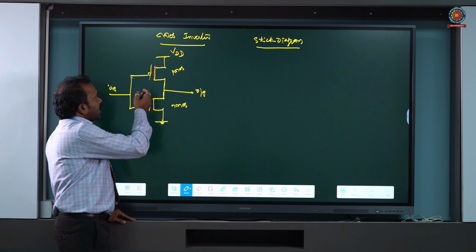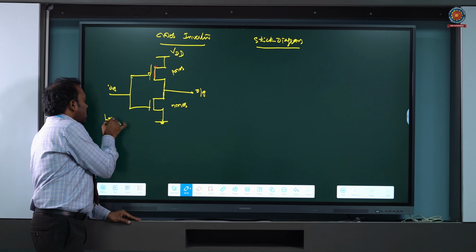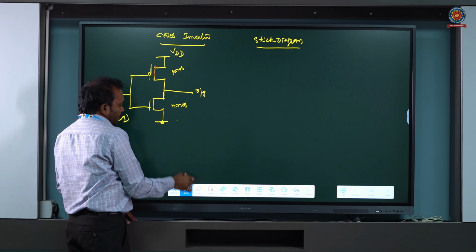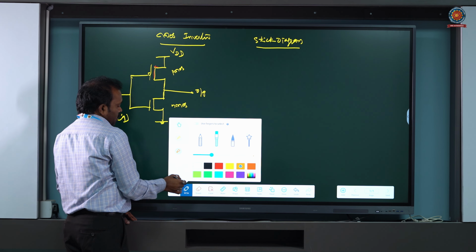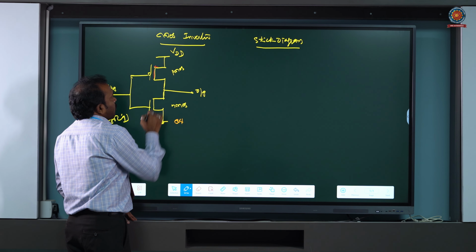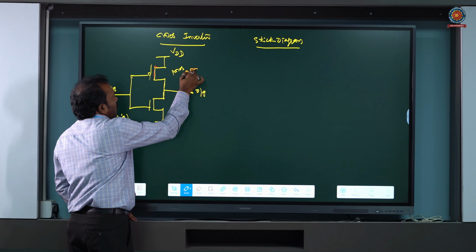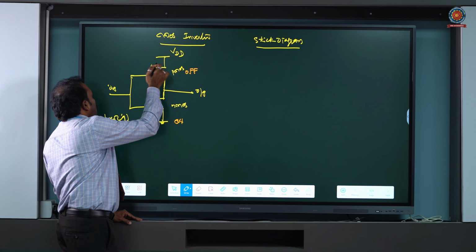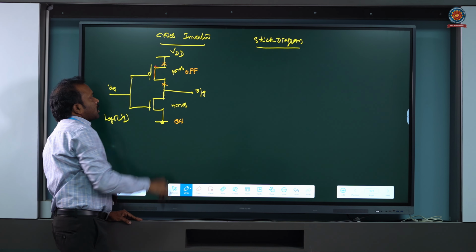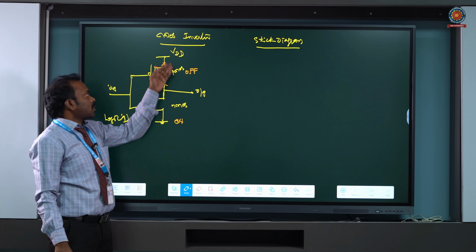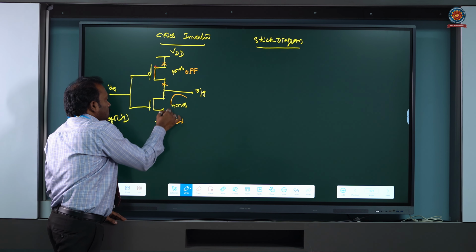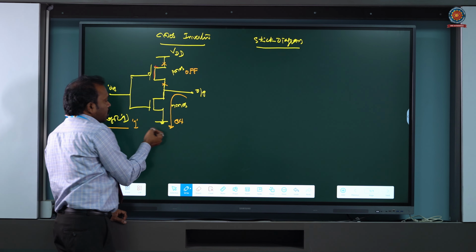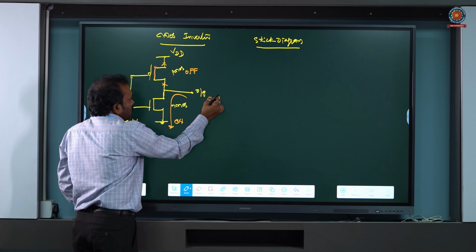In simple operation, when my input is logic 1, that turns the NMOS transistor on, and the PMOS transistor is off. So the PMOS transistor acts as an open circuit, and the output terminal is disconnected from VDD. What is it connected to? Ground. That means when my input is logic 1, the output is connected to the ground, that is 0 volts.